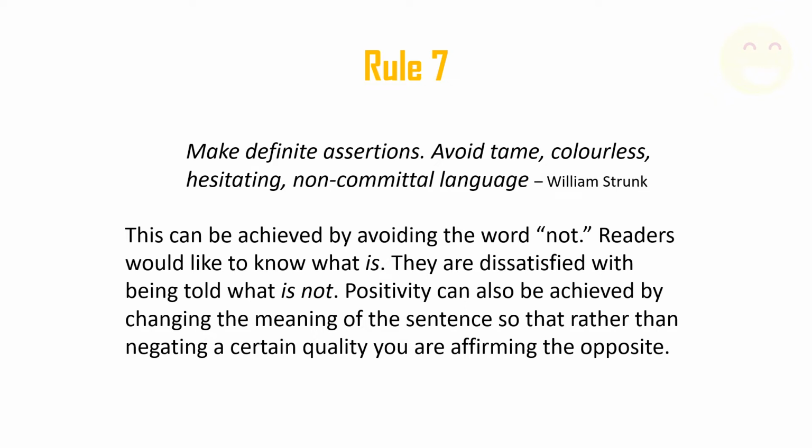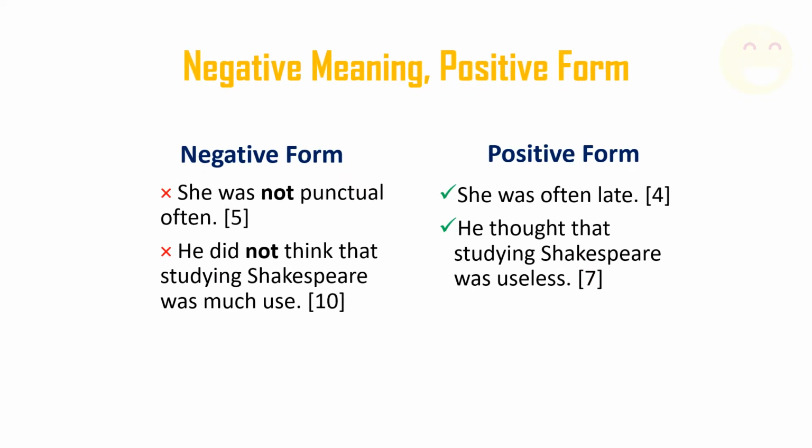Positivity can also be achieved by changing the meaning of the sentence so that rather than negating a certain quality, you are affirming the opposite. We want to avoid the word not in particular. As a means of negating, it's actually quite weak. So let's look at the example that we have here. She was not punctual often. Okay, so this is the negative form, and the positive form is she was often late.